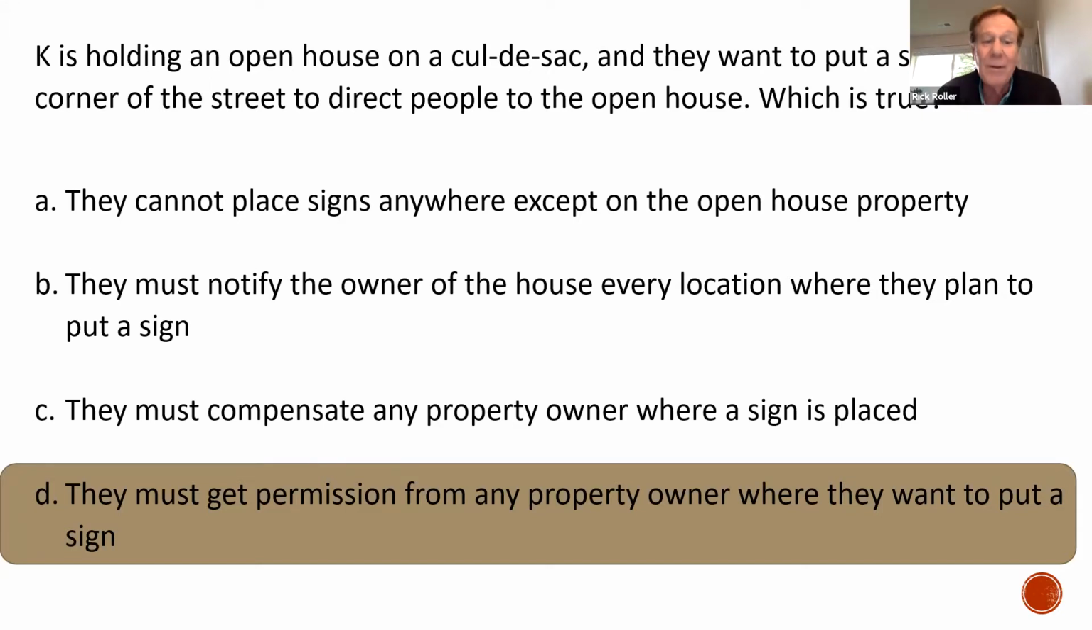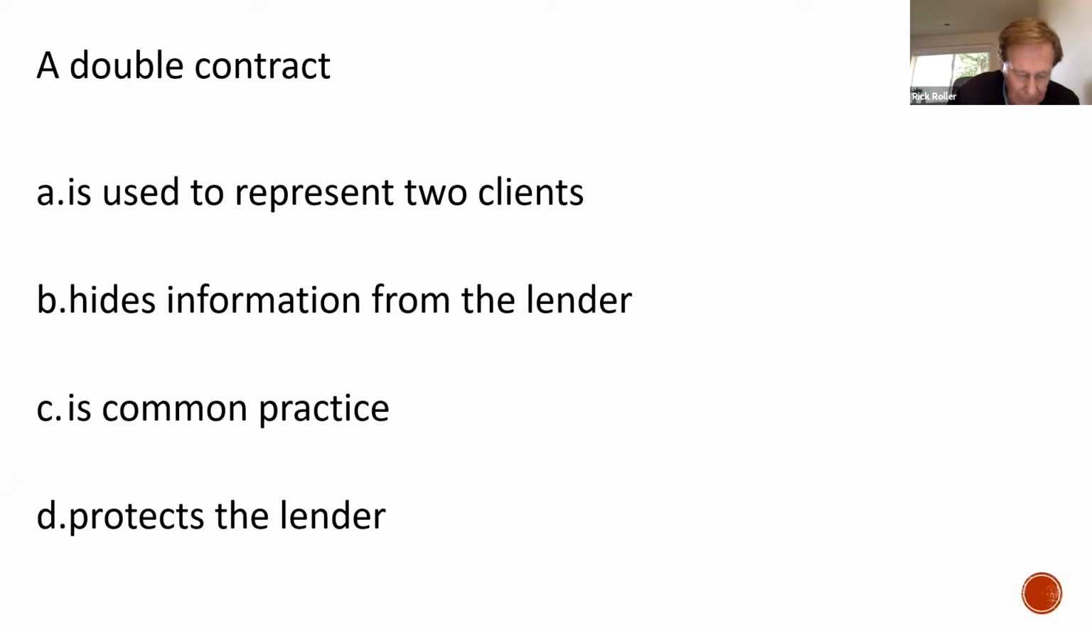So, but you must get permission. It doesn't have to be in writing, but they must get permission from any property owner where they want to put up a sign. Now, for a for sale sign on the property that is for sale, you must have written permission from that owner to put a sign up there. But written permission is not necessary for temporary open house signs. Next question, please.